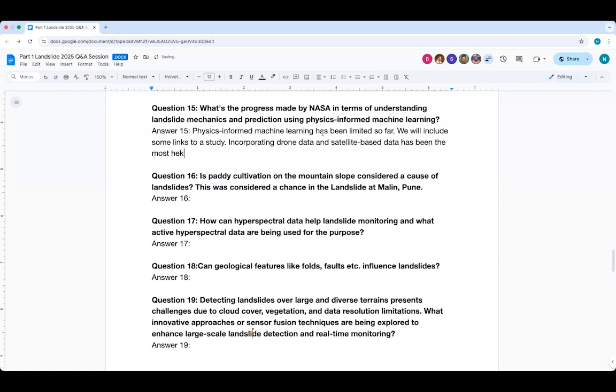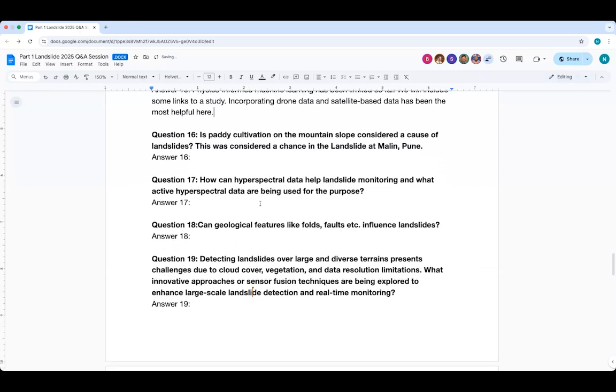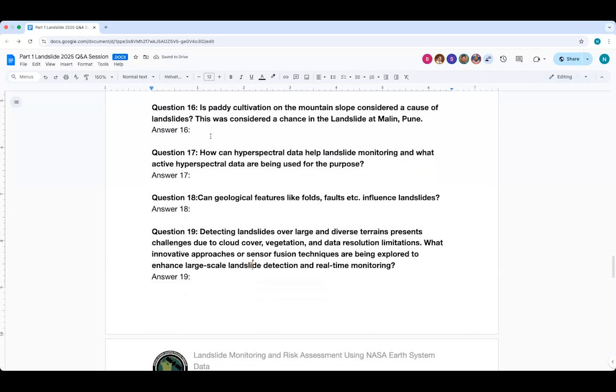Great. And I think we can get through one last question and then we'll have to start wrapping up because I do want to respect the time. But maybe we can get through this one last one. Question 16: is paddy cultivation on the mountain slope considered a cause of landslides? This was considered a chance in the landslide at Malin, Pune.